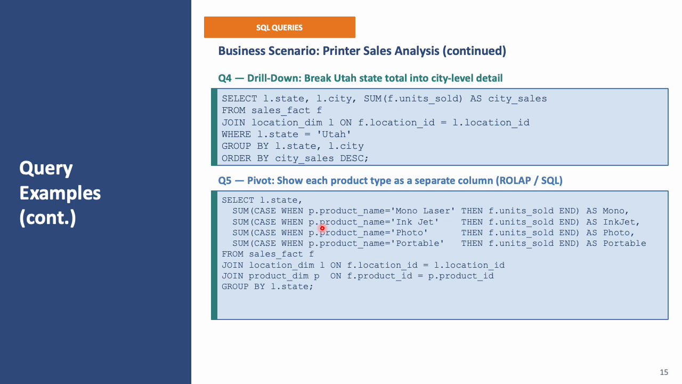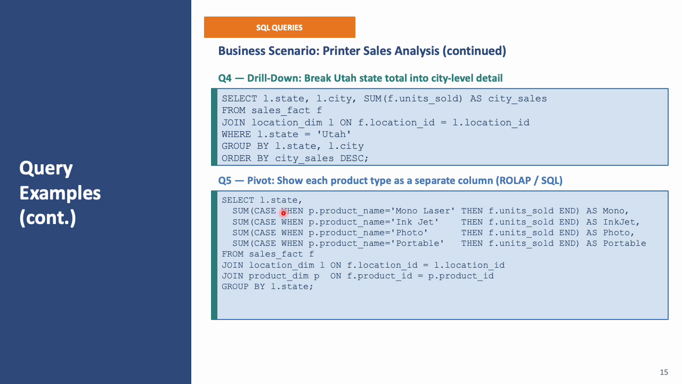The key mechanism is the case when expression inside each sum function. Let us walk through the first one carefully. Sum case when product name equals monolaser, then units sold end as mono.